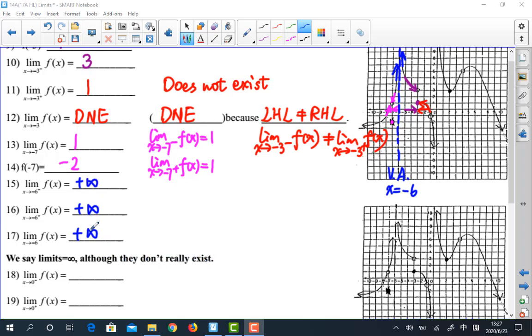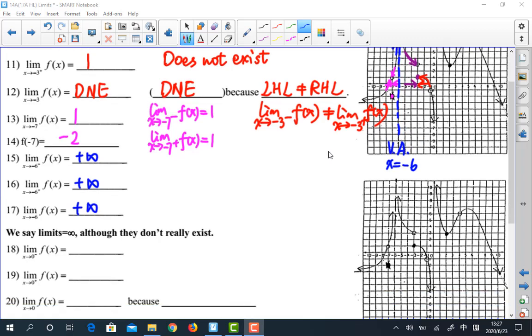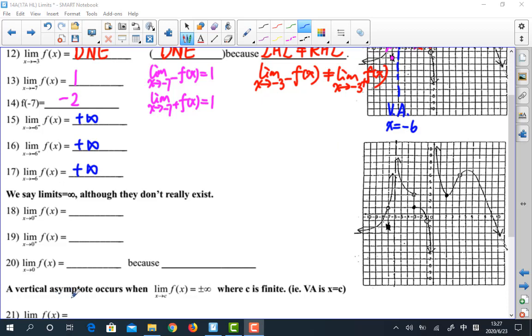And those three limits also can show me a very important mathematical definition for the vertical asymptote. We can look at it here. A vertical asymptote occurs when x is approaching a constant c, and your y value can approach positive infinity or negative infinity. C is a finite constant. This is the mathematical definition for vertical asymptote.